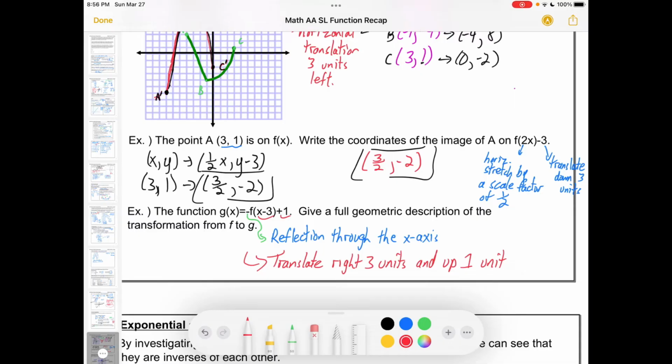One thing to watch out for is if you have a scale factor that you're multiplying by, or a stretch, you don't want to say vertical stretch by 2. You want to say vertical stretch by a scale factor of 2, if that's the appropriate scale factor. The important word in there is factor. That lets us know that we're talking about multiplication as opposed to addition and subtraction.